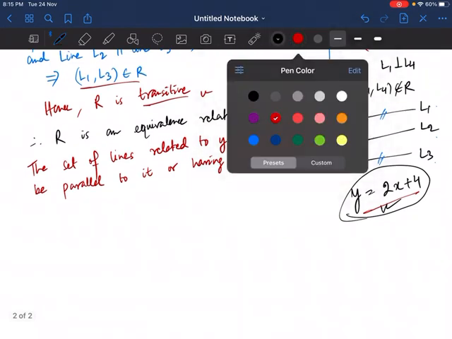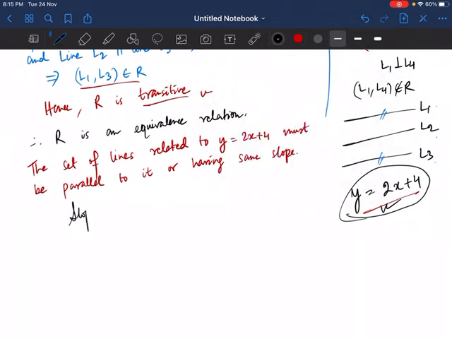What is the slope of the given line? We can easily see the slope of the given line. We have done in class 11 the slope intercept form, y is equal to mx plus c, where m is the slope. So if I compare this given line with that slope intercept form, we can easily see that the slope is 2. So the slope of the given line is equal to 2, right?